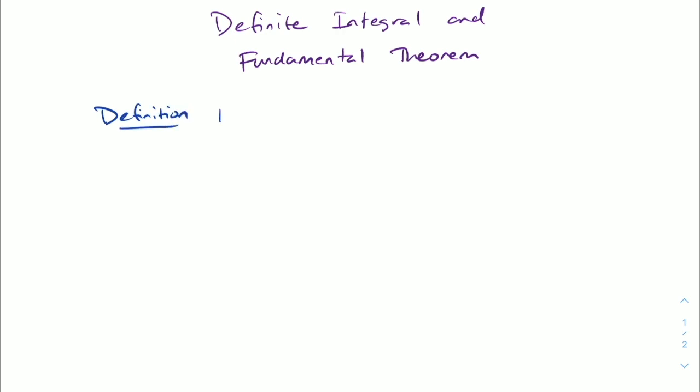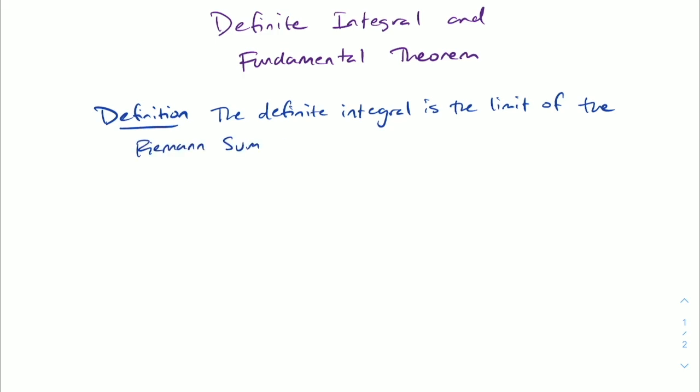So the definite integral is the limit of the Riemann sum as n goes to infinity, provided this limit exists. Okay, so let me remind you of the Riemann sum.